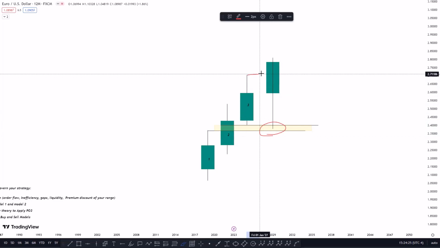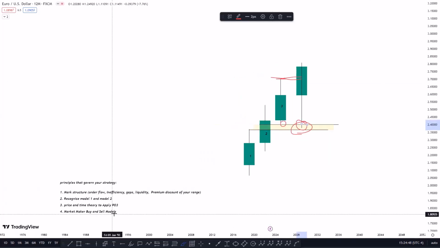External liquidity, this candle, buy stops. So this is going to be a sell stop. It's going to be a buy stop. Or sell side liquidity, buy side liquidity, is what I say. Your task is to look for entry on this level using what? Using the market maker buy model.